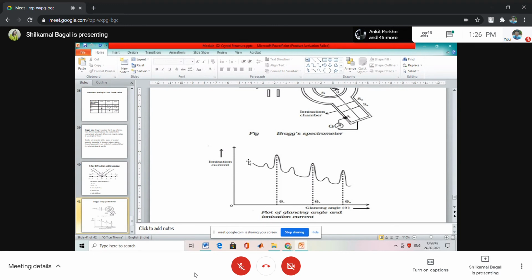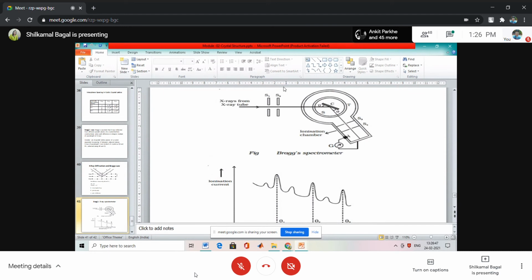Now this Bragg spectrometer is used to study the crystal structure. How it is used to study the crystal structure is very important, otherwise there is no use of that. Our main thing is what? We have to study the crystal structure, and this is a very important device to study it. Cubic crystal structure can be studied by this Bragg's X-ray spectrometer. So let us see how it is studied.